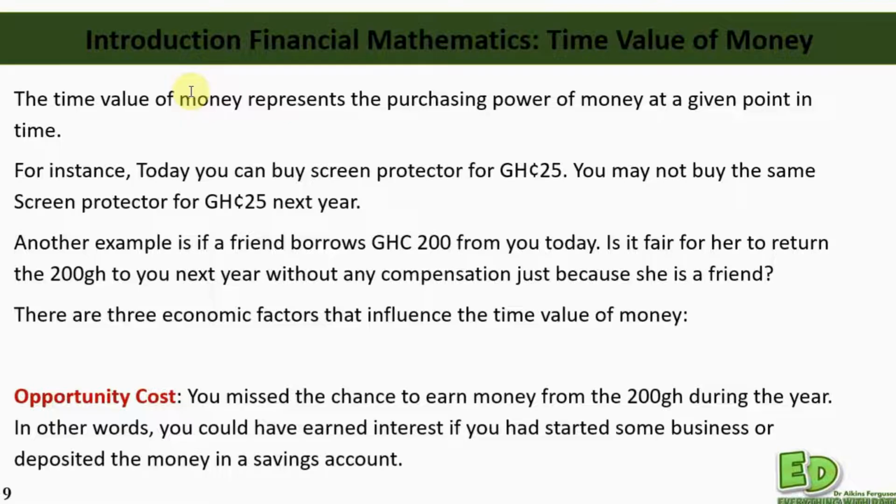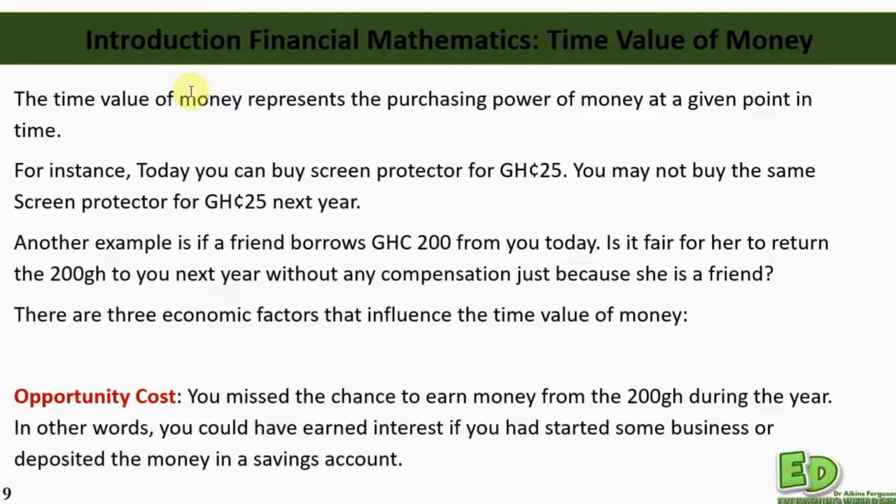So we're looking at the time value of money. The time value of money represents the purchasing power of money at a given point in time. A cedi today is not worth the same tomorrow. So if you're able to purchase something worth 15 Ghana cedis today, you can't necessarily buy it with the same 15 Ghana cedis in 2 years' time.